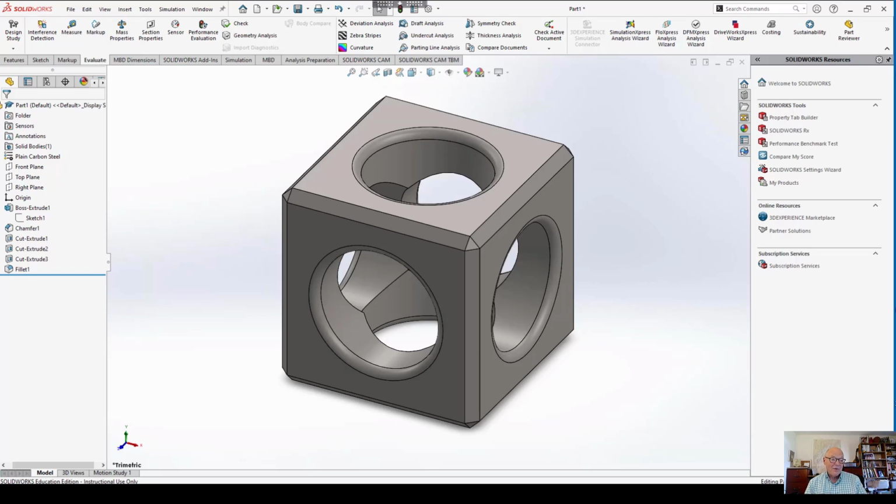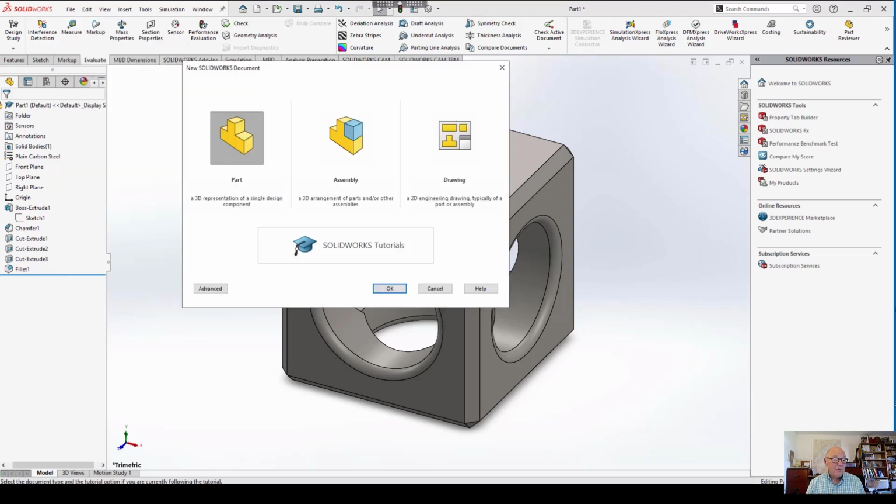So now I'm going to eliminate this, and I'm going to show you some other things as well. So now we're done with this one. Do I want to change anything? No, I don't think so. Okay, so we're done with this one, so I'm going to go make a new part.